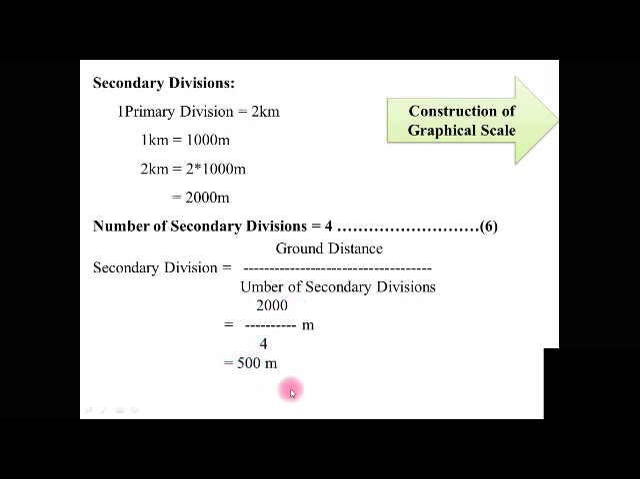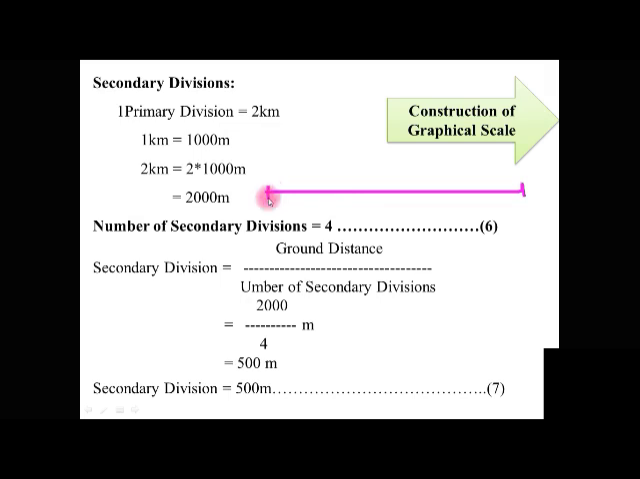That means one secondary division will be, if this is 0 and I have decided that I am going to divide my first primary division into 4 equal divisions, one secondary division will have a value of 500, then 1000, then 1500 and 2000, somewhat like this.